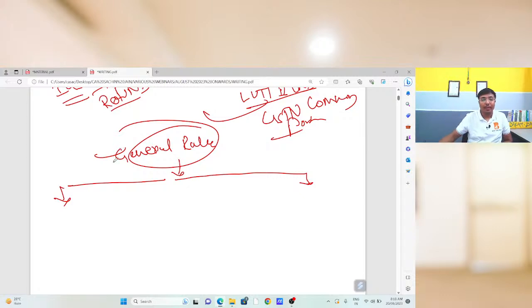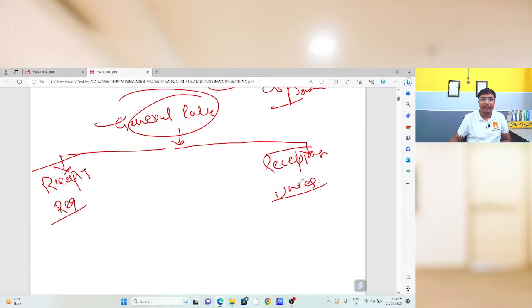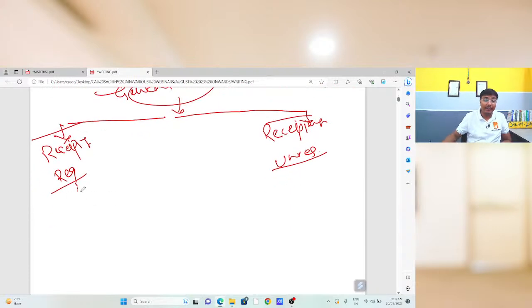Okay. So, the general rule is: the recipient is either registered or unregistered. In the case where the recipient is registered, the GST registration of that recipient, the place of the registered recipient, will be treated as the place of supply.